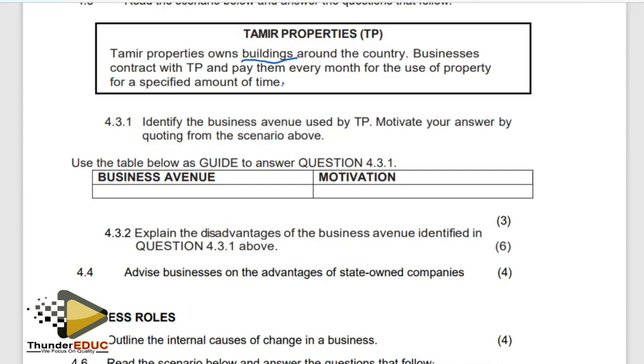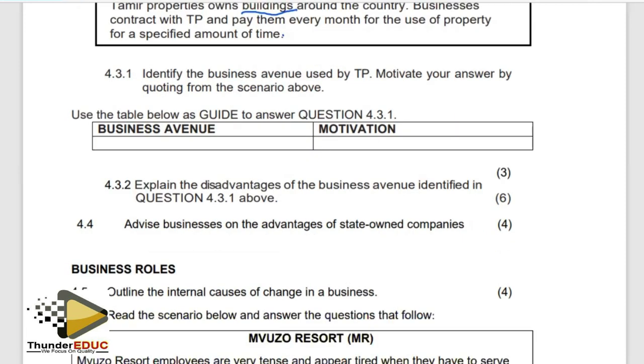He gives them out in the form of contracting to those who want to use them, and those people to whom the buildings are lent out are supposed to pay a specific amount of money for a specific amount of time which these people use. We have that question: identify the business venture avenue used by Tamil. The business avenue is leasing.